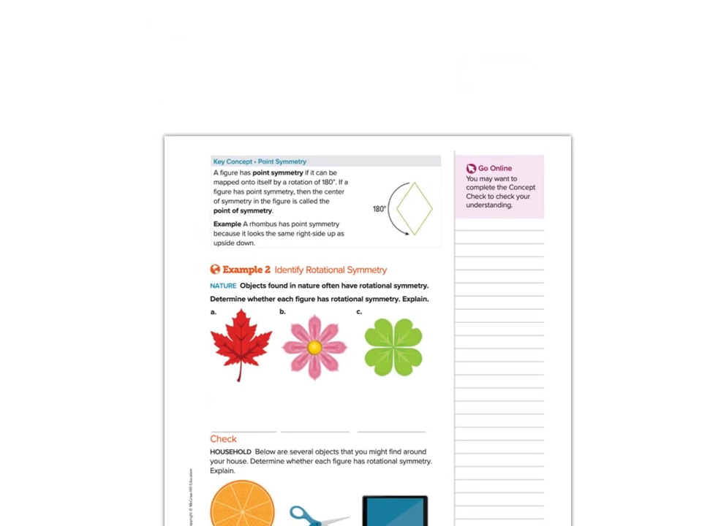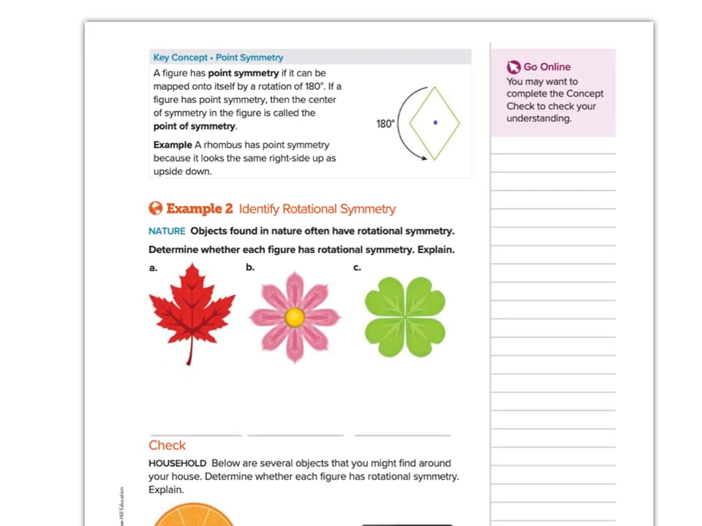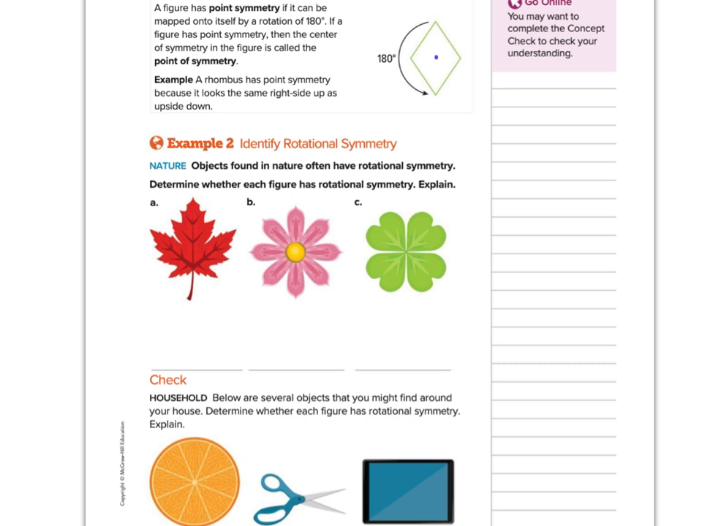Here we go. Point symmetry is just saying that it will rotate 1 time around 180 degrees. Point symmetry. So that's a definition, understanding the difference between the types of symmetry. And then again, nature loves symmetry.